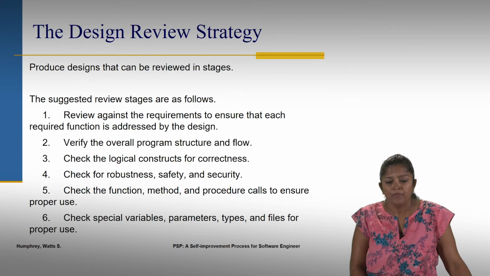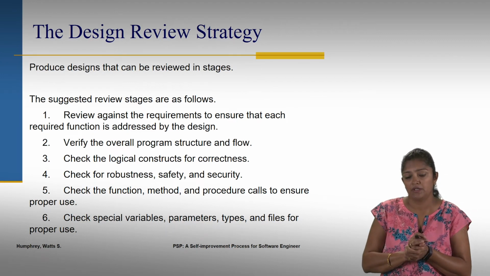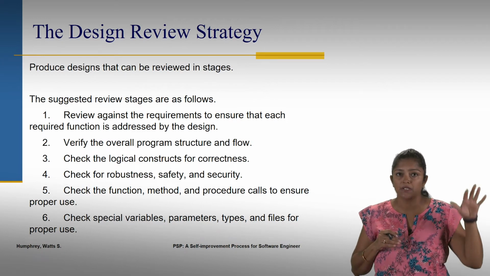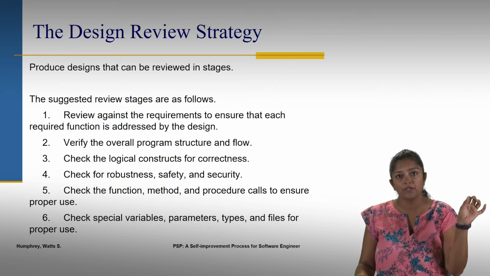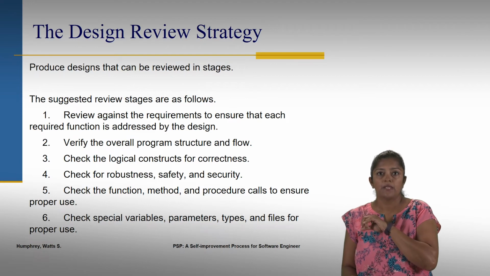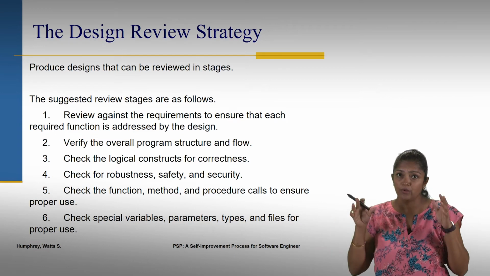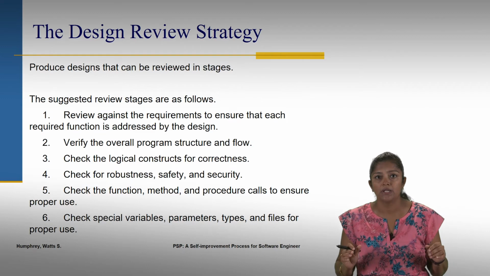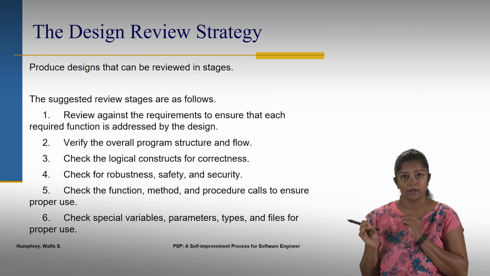So if following a proper design review strategy, basically the different stages would include: you first start out by reviewing against the requirements. There's a list of requirements. We want to ensure that each and every function that's listed in the requirements is addressed in the design. Then you look for the overall program structure and flow. Is the overall flow correct? Are some steps or tasks missing in that flow? Then you look for the logical constructs and their correctness.